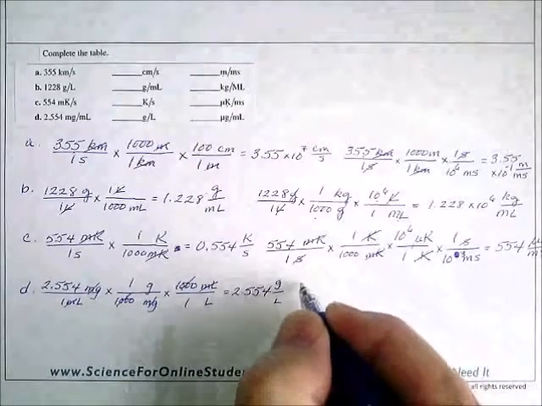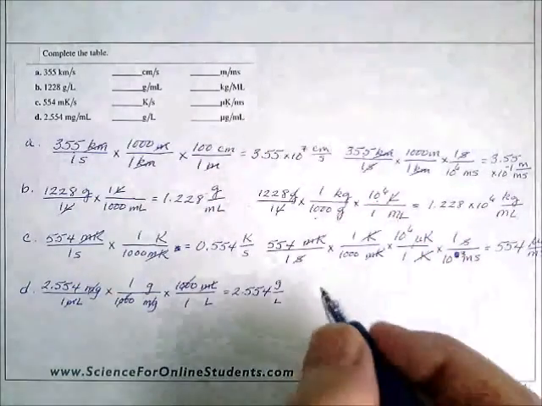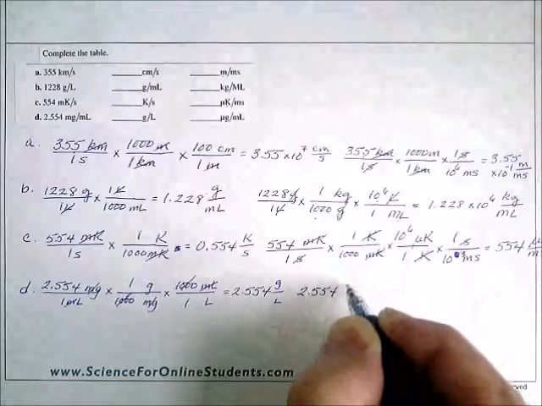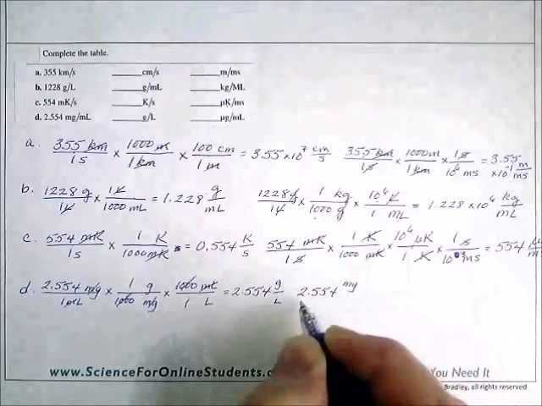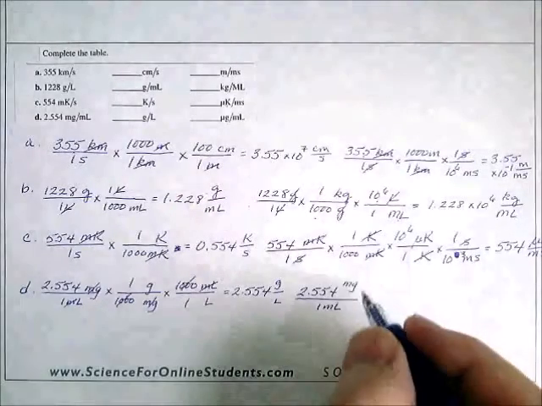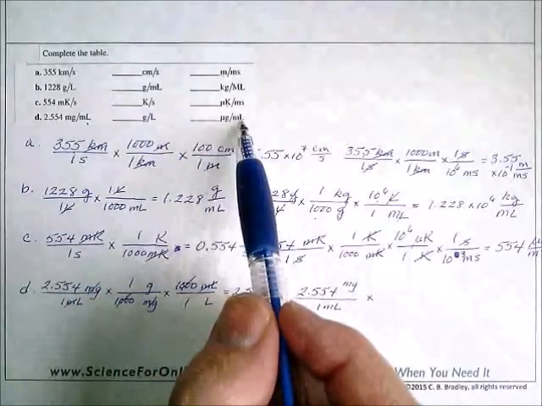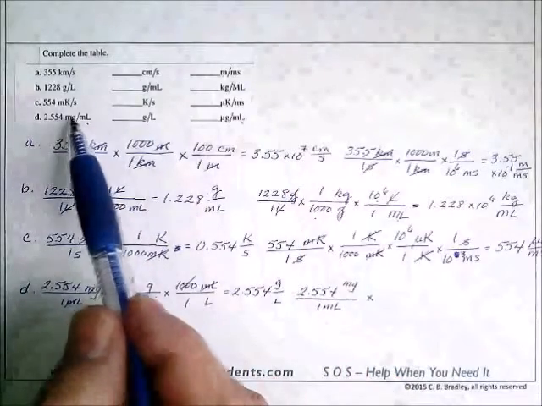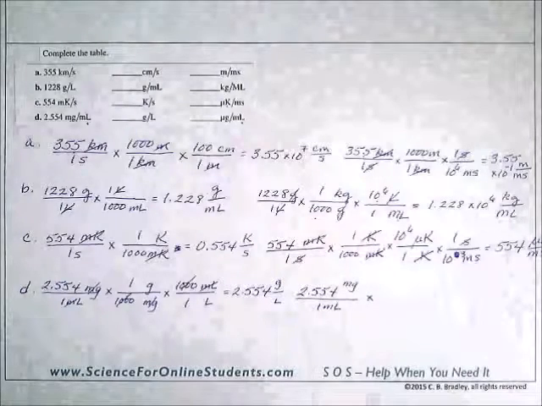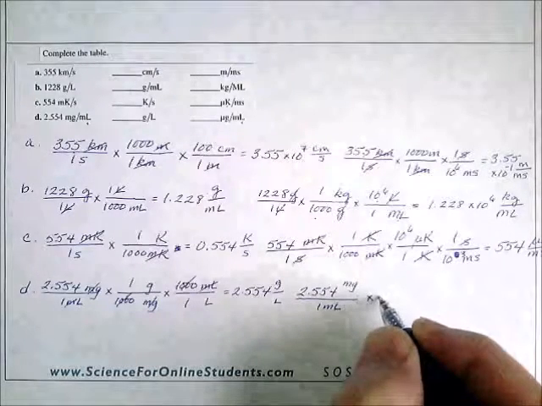2.554. I'm going to run out of room, and we're going to micrograms per milliliter, so we only have to convert 1 there. Now in this case, milliliters don't change. All we have to convert is milligrams to micrograms. Same thing we did up here, where I did it in 2 steps. So let's do it again in 2 steps for clarity.